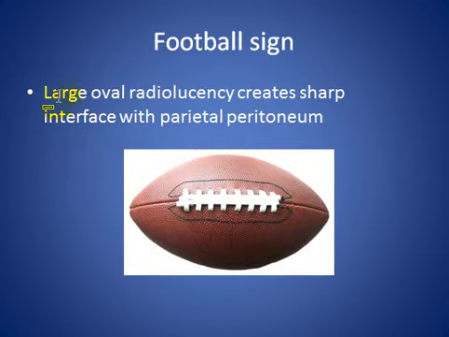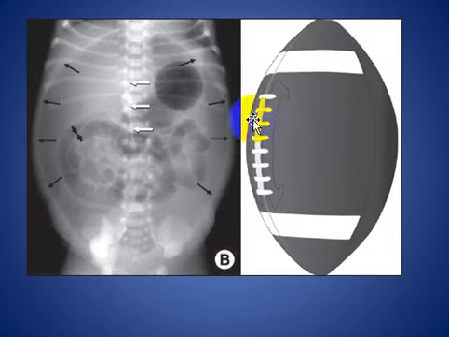Football sign, we need a large amount of air to visualize it as football sign, appearing as a large oval radiolucency with sharp interface with the parietal peritoneum. As we see here, this is the football sign and the sharp interface between the air and the parietal peritoneum.